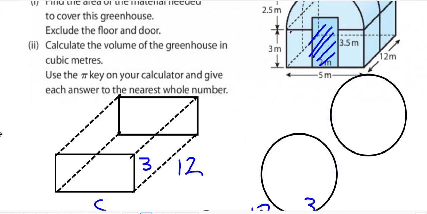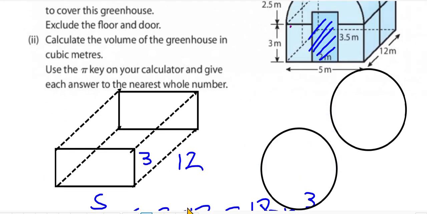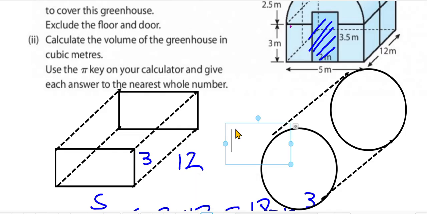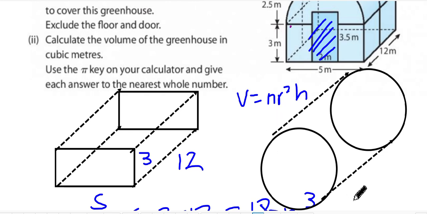Now, if I was to show you this cylinder here, and I said, guys, find me the volume of this cylinder. And what you guys would say is, okay, no hassle, sir. It's pi r squared h. Ready? So it's V equals pi r squared h. Is that okay?